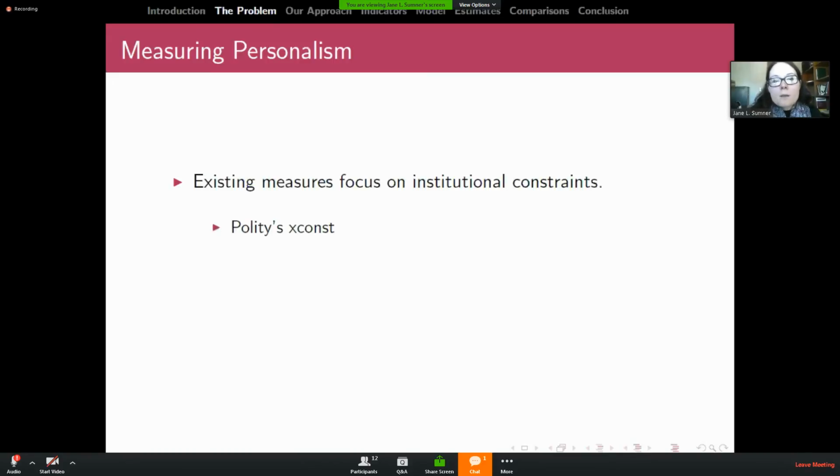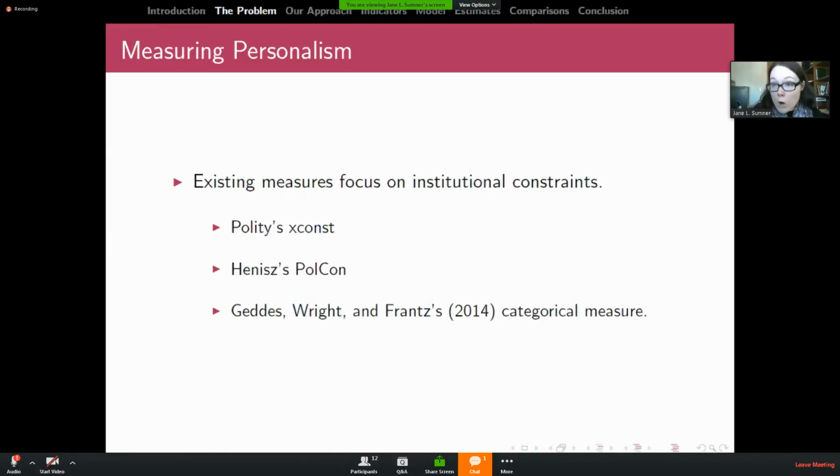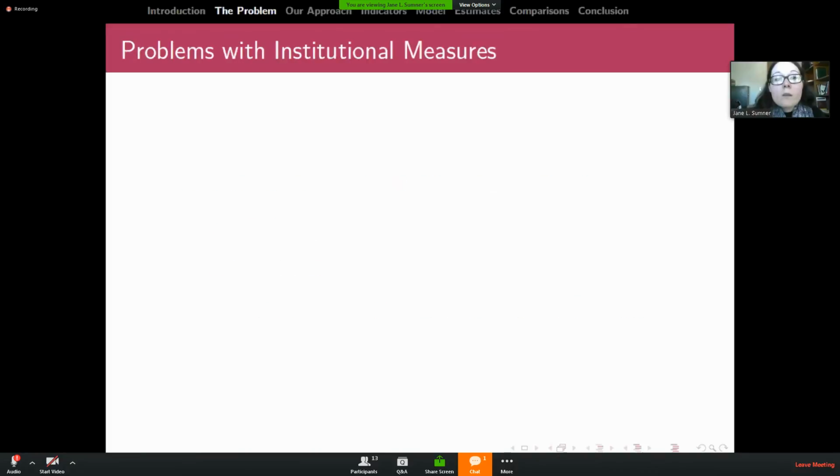So people often use the executive constraints or XCONST measure from Polity. Some others have used POLCON, Henisz's POLCON. And more often, and perhaps the best known measure, is the Geddes, Wright, and Frantz categorical measure of authoritarian regimes. Now, I just said it makes a lot of sense to focus on the institutions, but there are three big problems with trying to infer personalism from institutions.